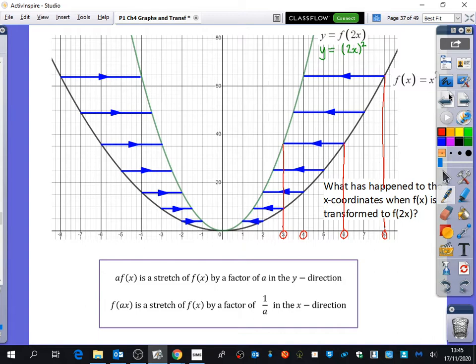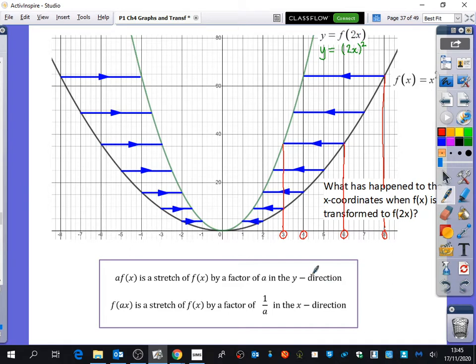Yeah. 0.5, would it double instead? Yeah, very good. So actually, the stretching factor that we've got here, because it was a 2x, it halved. So it stretches by a factor of 1 over a. It stretches by a factor of that reciprocal.